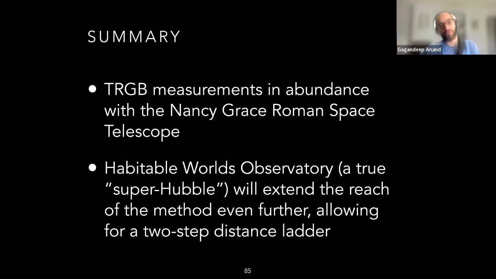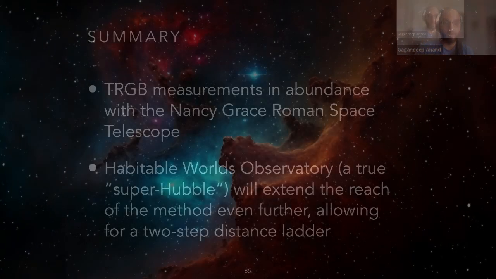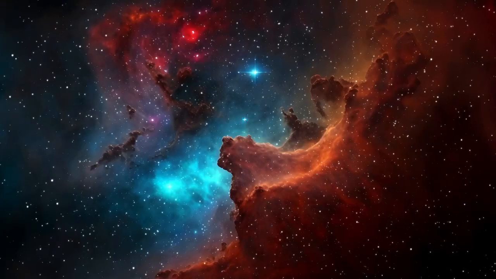And then out into the further future, we're going to have TRGB measurements, I would say, in abundance with the Nancy Grace Roman Space Telescope due to launch in 1 to 2 years. And then in about 20 years, I would say, we'll have the Habitable Worlds Observatory, which I think is a true super Hubble, extending the reach of the method even further and perhaps allowing for a 2-step distance ladder instead of a 3-rung distance ladder.